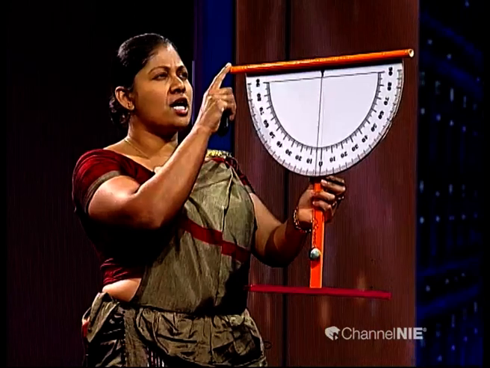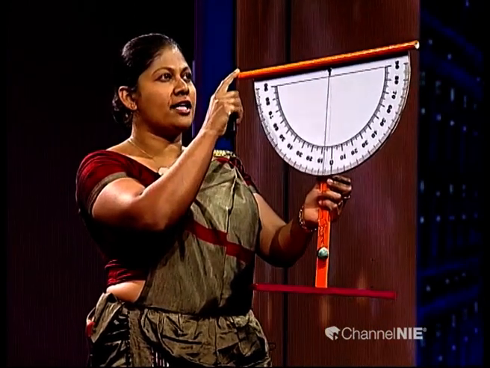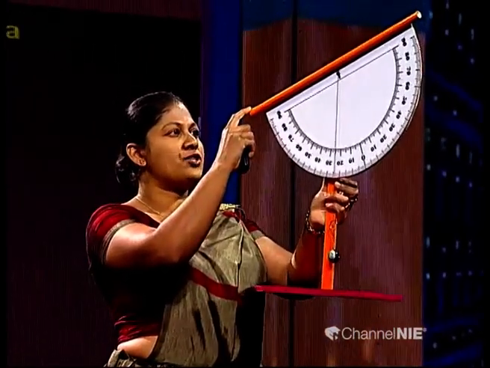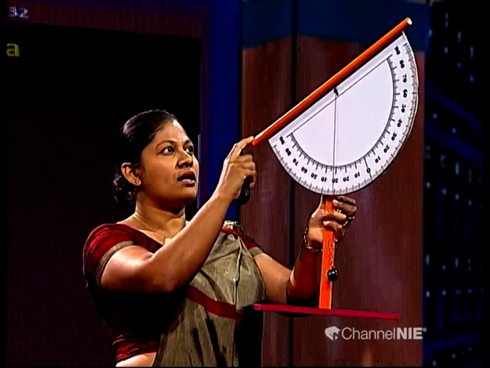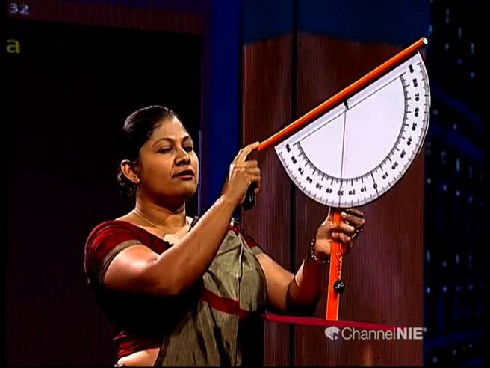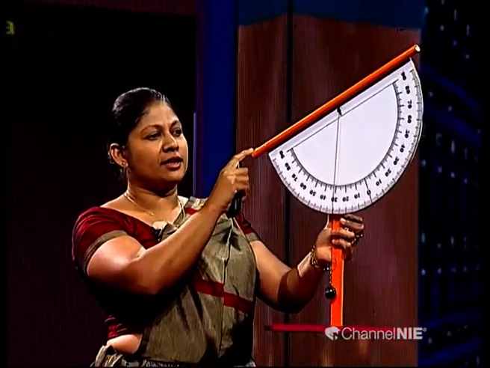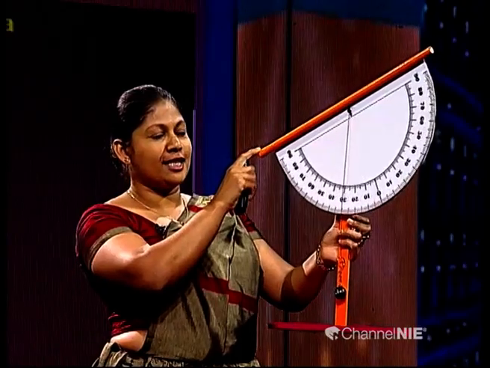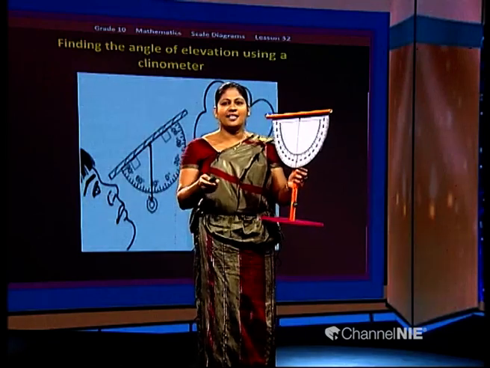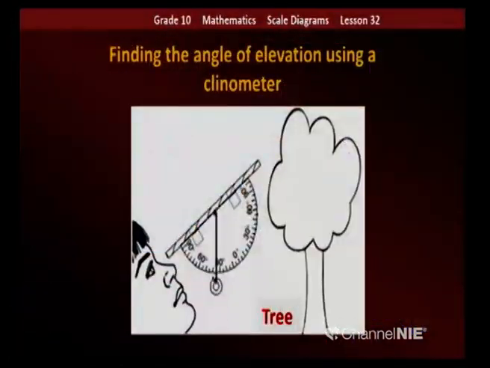Then I want to observe a point in the top, in the vertical plane, a point upwards. Now see the way I am observing. I am observing upwards. Now here the angle formed in between the zero level and the plumb line, that is the angle of elevation. You can see the picture there. The boy is looking at the top of the tree. See the way? You can use it.